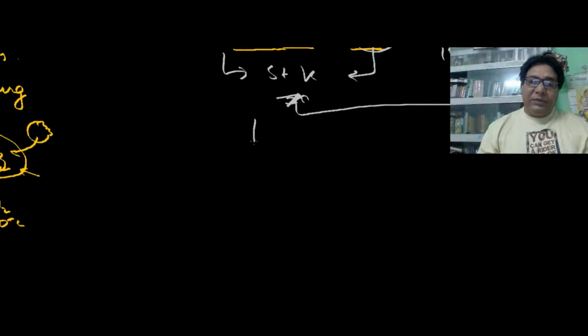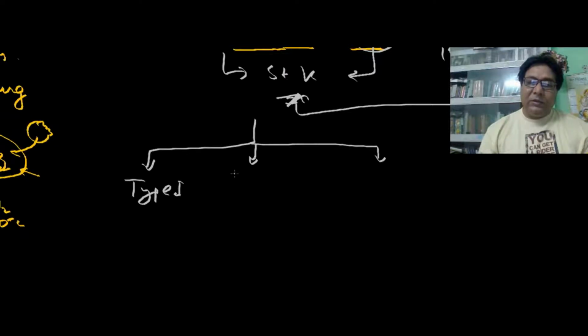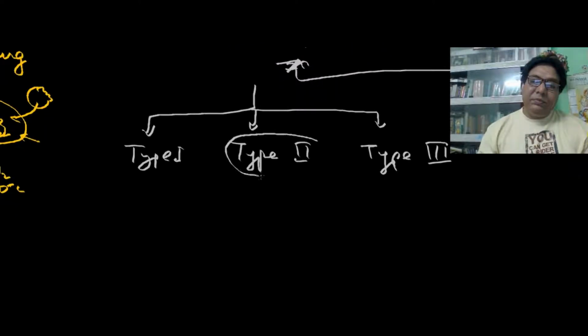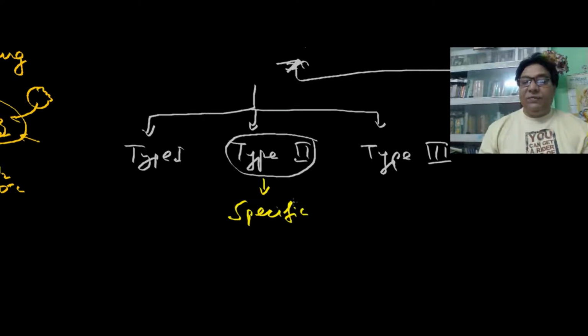There are 3 types of restriction modification system. Those are called type 1, type 2, and type 3 systems. Among these 3 types, type 2 is most important, because this type 2 restriction endonuclease system is specific, means it introduces cuts at its original cleavage site, whereas these are non-specific.